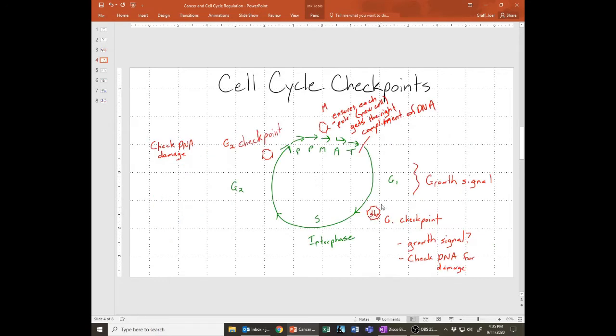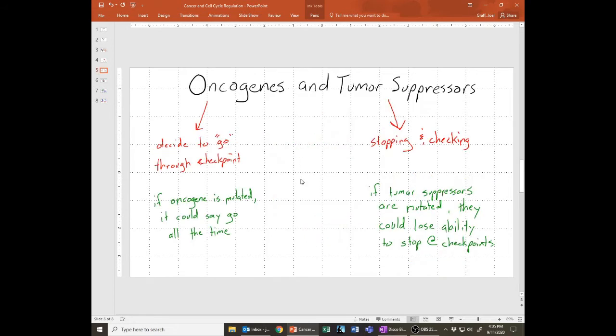These checkpoints, there are some proteins that are going to be involved in saying you should go through the stop sign, and there's going to be some proteins making sure that you stop at the stop signs. And so that brings up the topic of oncogenes and tumor suppressors. Oncogenes are there, and if they give the okay, it helps the cell decide to go through the checkpoint. One problem is if an oncogene is mutated so that it's always on, it could say go all the time and push the cell through the cell cycle.